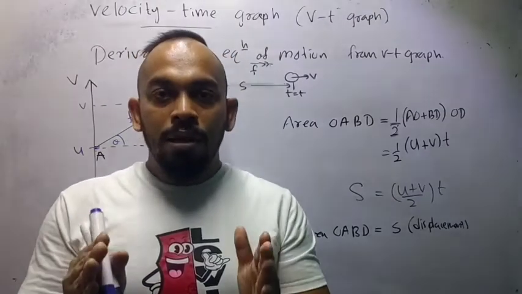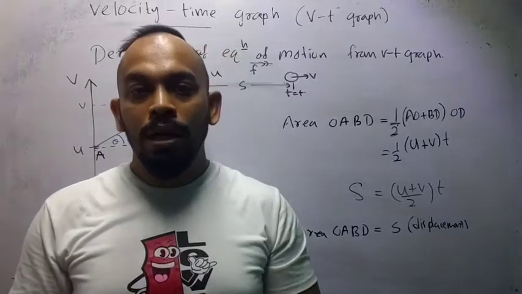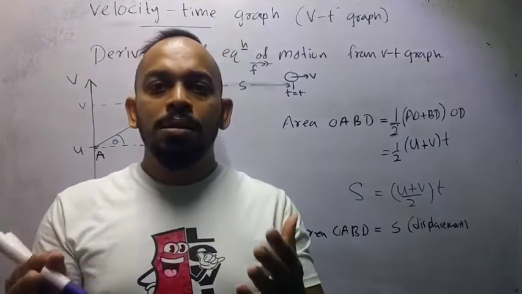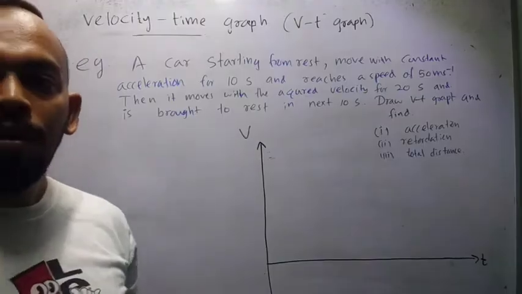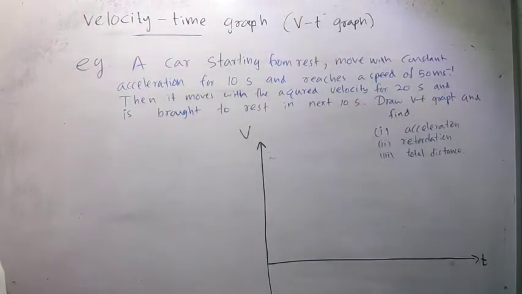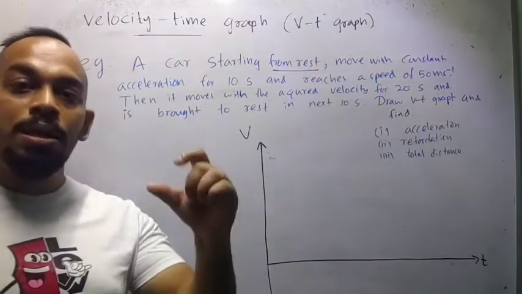I will start with a simple example or two, then we'll move on to an advanced problem that consists of two particle motions. Let's start with a simple example. A car starting from rest, which means the initial velocity is 0.